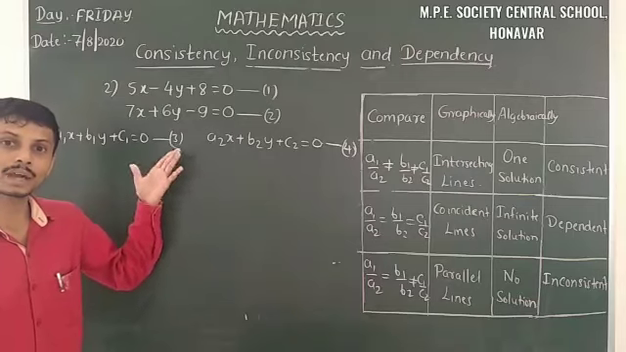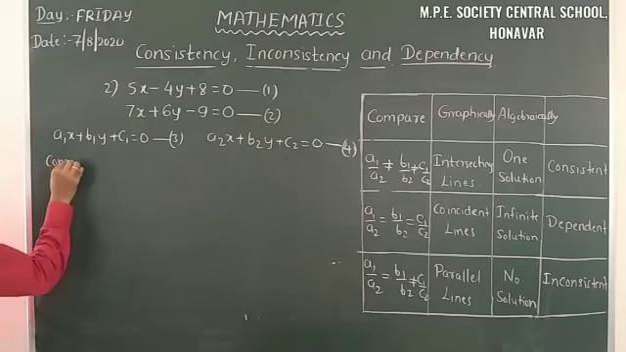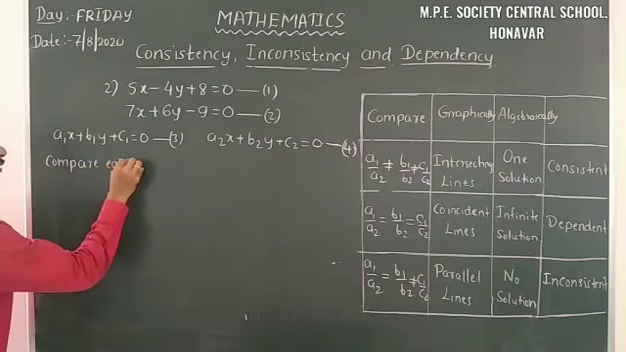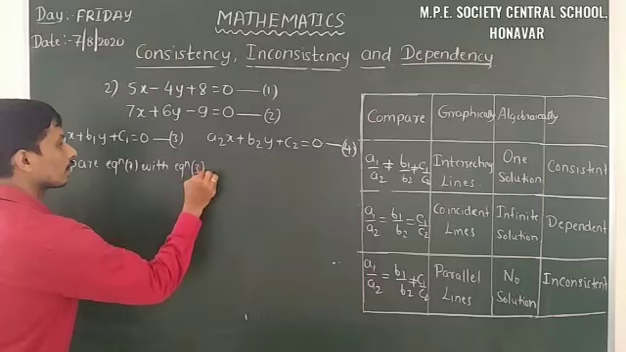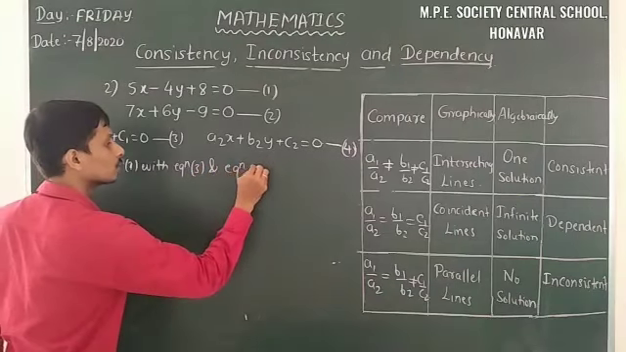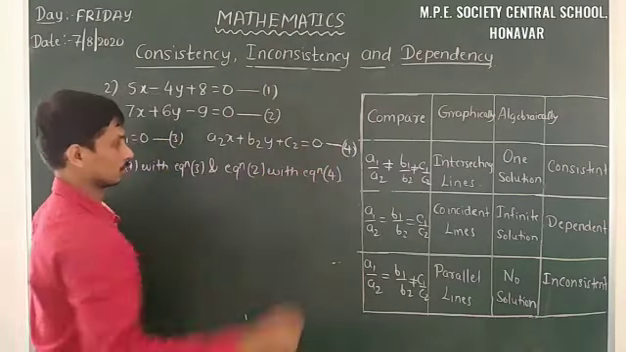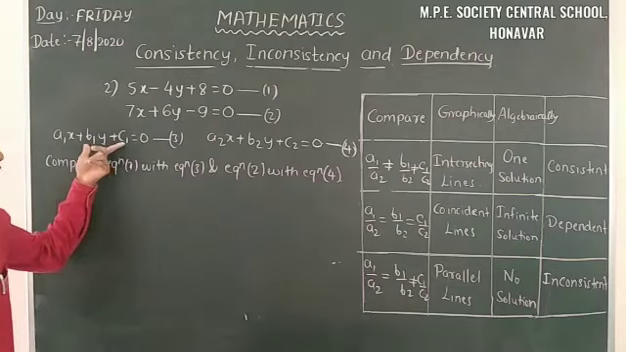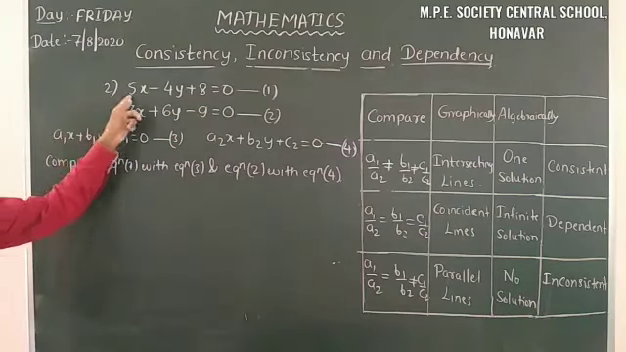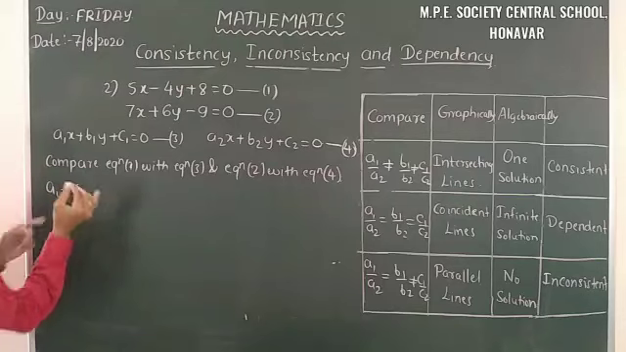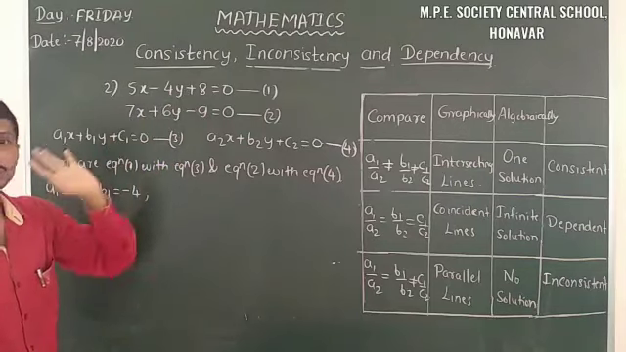So after that, what we have to do? We have to compare equation 1 with equation 3 and equation 2 with equation 4. So how can we compare? Here we have to compare equation 3 and equation 1 and write the coefficients. That is a1 is equal to 5, b1 is equal to minus 4, then c1 is equal to 8.